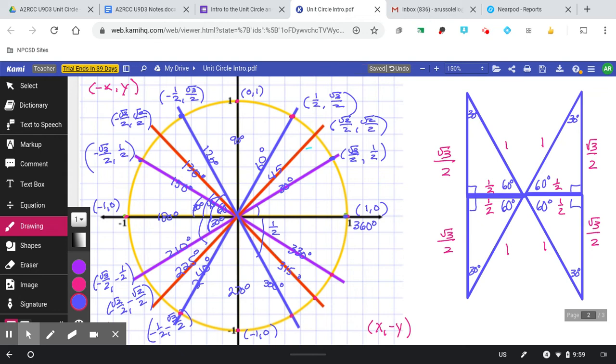And as we keep on going, this is going to be a 60-degree angle. So 60 degrees means the x value is 1/2, and it's going to be a positive 1/2, but the y value is negative. And then this point here is going to be radical 2 over 2, negative radical 2 over 2. And this point here is going to be radical 3 over 2, negative 1/2. And that is the building of the unit circle.